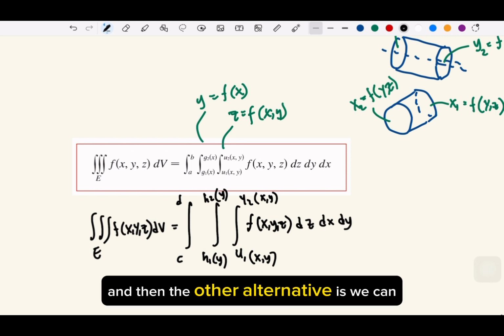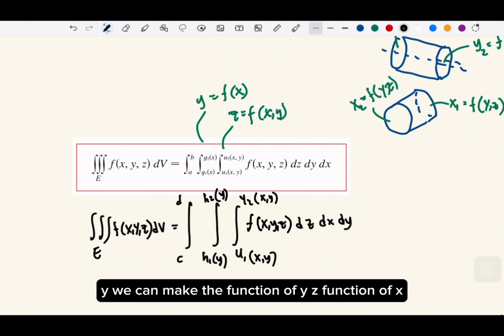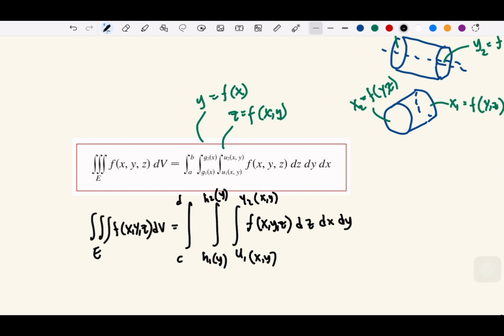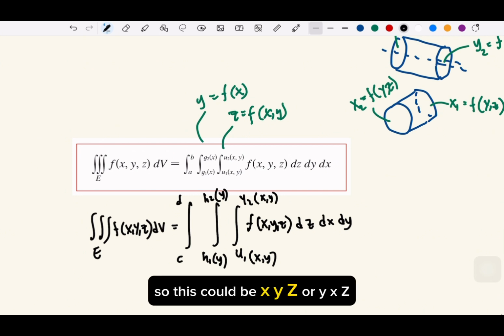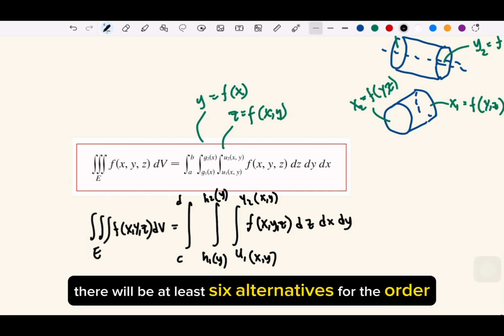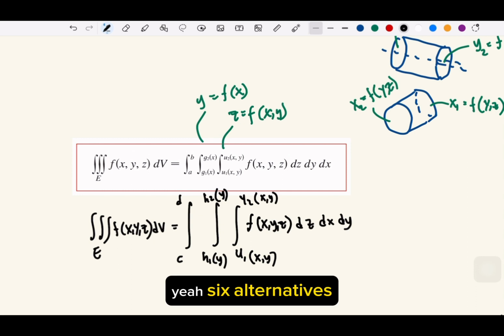And then the other alternative is we can change this dz, okay? So for example, now it's a function of x y. We can take the function of y z, function of x z, based on this situation. So this could be x, y, z, or y, x, z, okay. So there will be at least 6 alternatives for the order. Yeah, 6 alternatives.